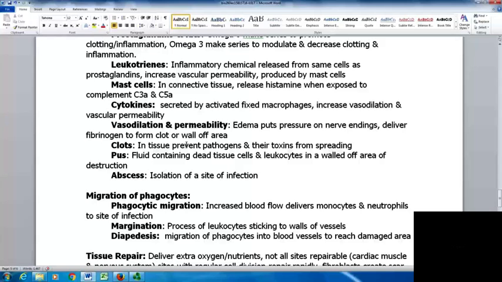So some organisms are known for forming clots, like Staphylococcus. Pus is fluid containing dead tissue cells and leukocytes in a walled-off area of destruction. Your abscess is just the isolation of a site of infection. It's that local area that's infected.